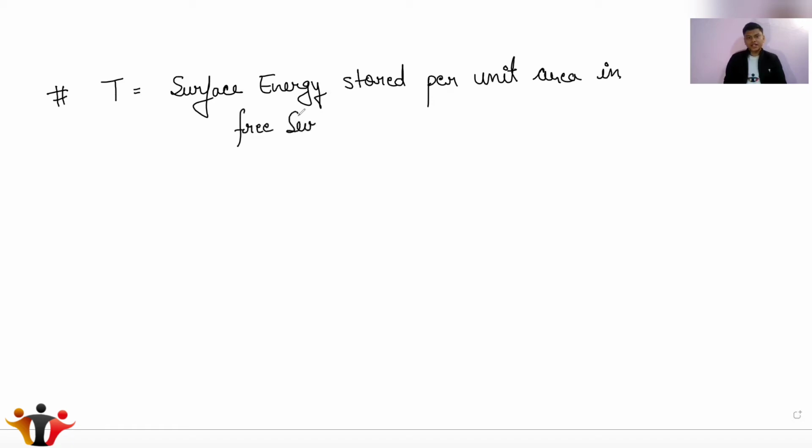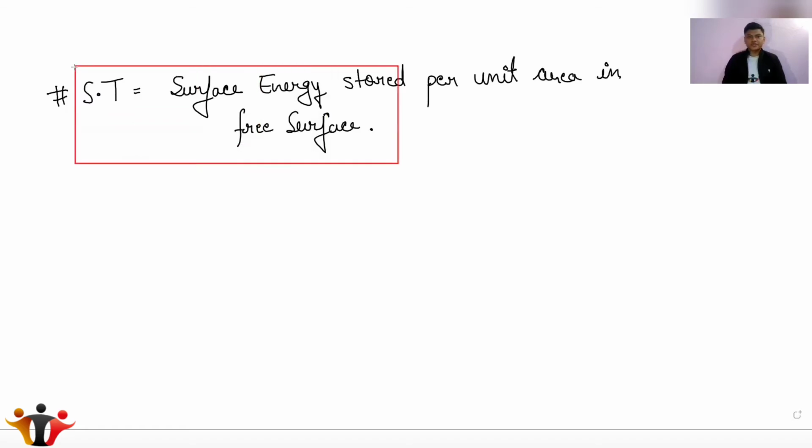That is nothing but our surface tension in free surface. You can write here that this is our surface tension. So this is one more definition, based on what? This is the definition of surface tension based on surface energy. Okay, so this is our surface tension based on the surface energy.